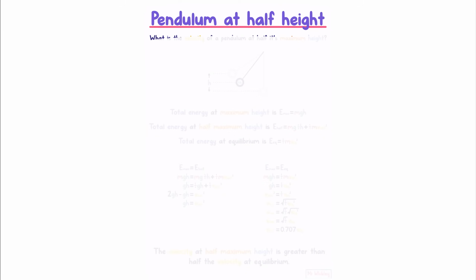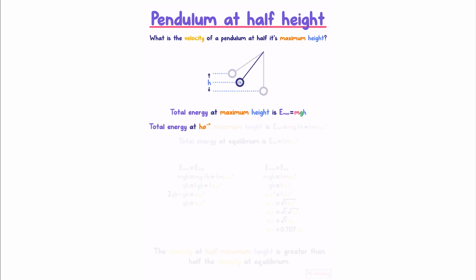Pendulum at half height. What is the velocity of a pendulum at half its maximum height? So we'll imagine a pendulum at equilibrium, at its maximum amplitude, and at its half height. The total energy at its maximum height is purely gravitational, given by mgh. The total energy at half its maximum height is going to be half of this gravitational potential energy plus its kinetic energy, dictated by whatever its velocity will be. And the total energy at equilibrium is just its kinetic energy, since at this point we've assumed that all the gravitational potential energy has been converted.